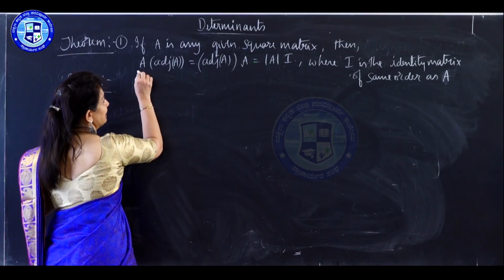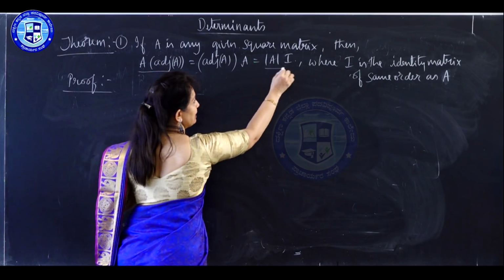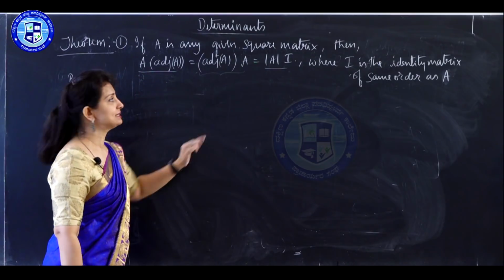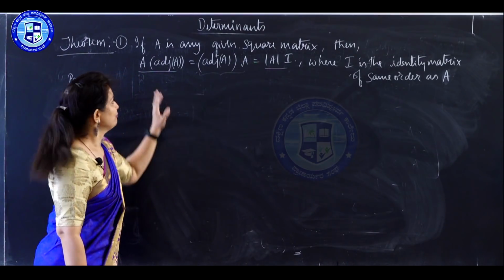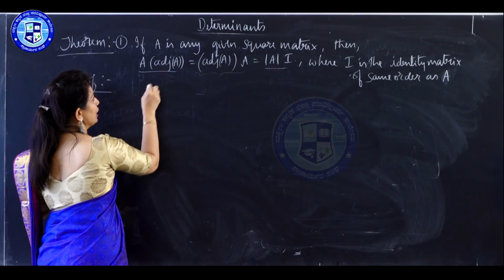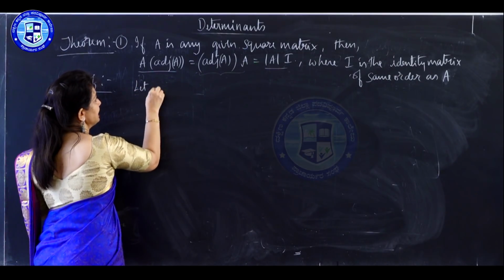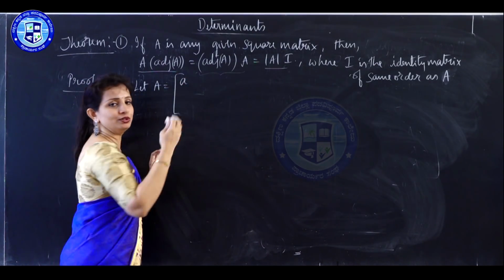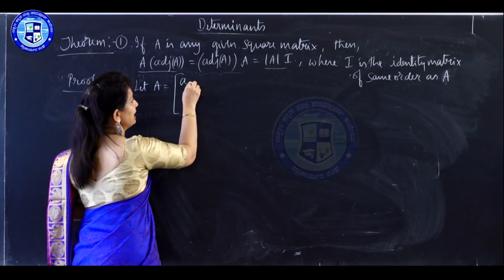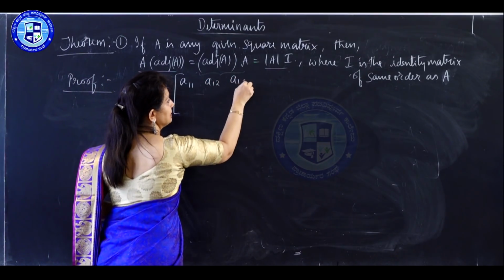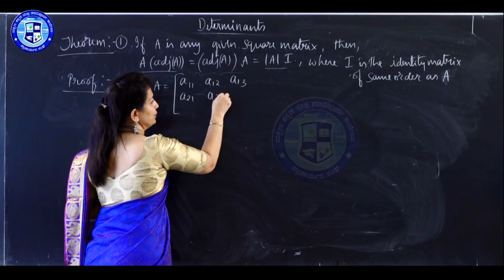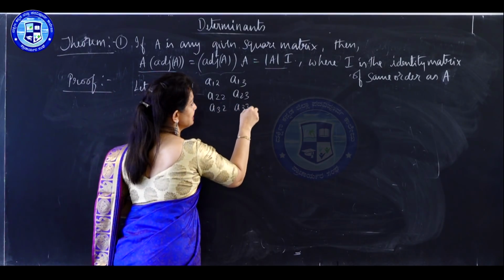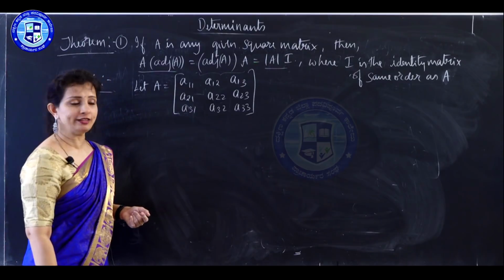See, first we will prove A into adjoint A is equal to determinant A into I. Similarly, we can say even adjoint A into A is also determinant A into I. Okay, first, what are A and adjoint A? Let A be a square matrix. Generally, how will you write the square matrix? A11, A12, A13, isn't it? A21, A22, A23, A31, A32, A33. It's a general representation of a square matrix of order 3.